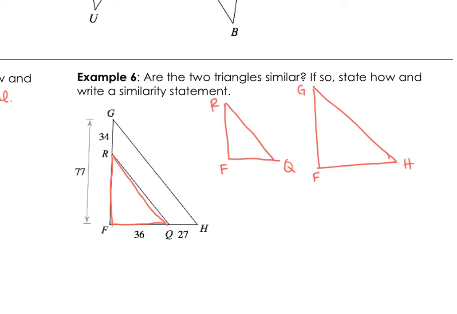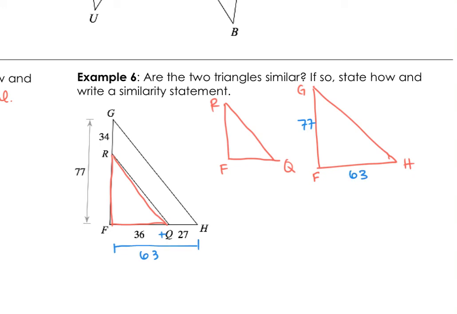Okay, I'm going to go ahead and label what I know. So looking at my bigger triangle, GF is going to be 77. And then we have this side, FH. Well, we don't have the measurement for FH, but we do know that FQ is 36 and QH is 27. So what we can actually do is just go ahead and add those together, and that's going to make 63. Okay, so that means FH is 63, and we don't know what GH is.